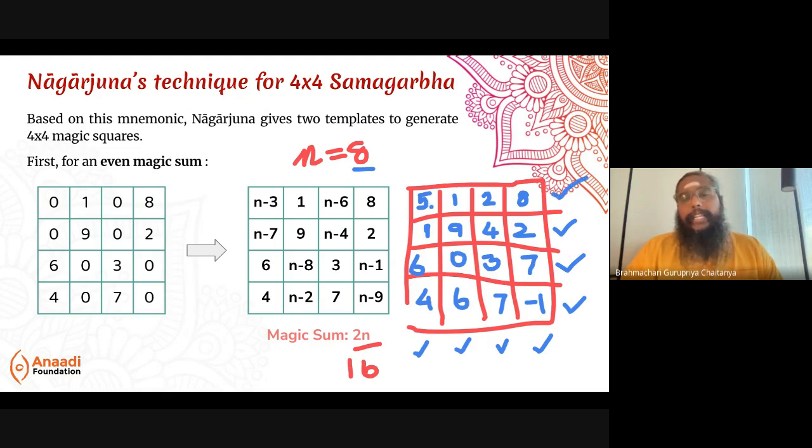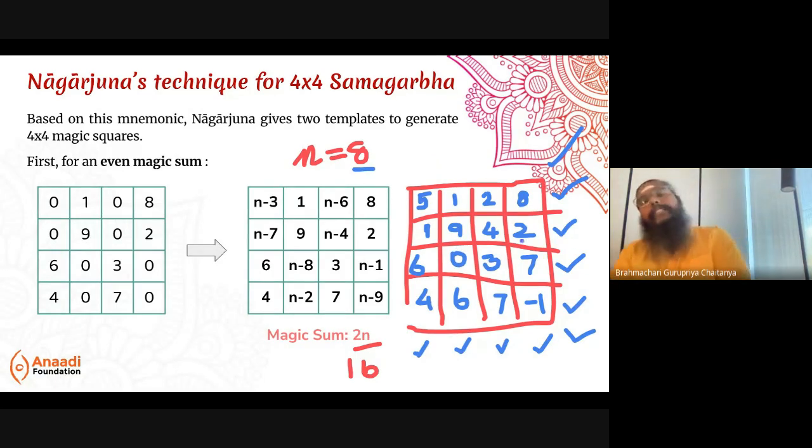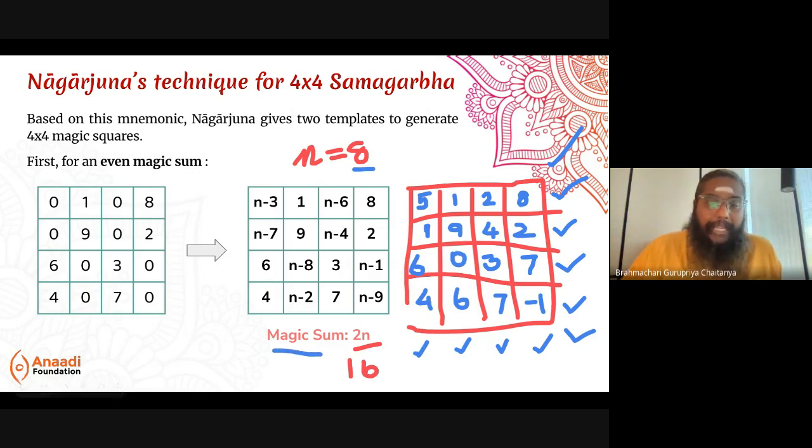Now let's look at the diagonal. 5 plus 9, 14. 14 plus 3, 17. 17 minus 1, 16. 4 plus 0, 4 plus 4, 8. 8 plus 8, 16. So all the rows, columns, diagonals will add to the magic sum. This is not pan diagonal. This is the magic sum, right? This is the magic square.